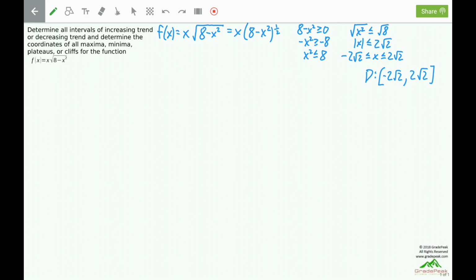The next thing to do is find all critical numbers. We will take the first derivative. f of x is a product of two expressions, so we'll make use of the product rule here. The derivative of the first times the second left alone will be 1 times 8 minus x squared to the 1/2, plus the first left alone times the derivative of the second, which is a power rule. We will bring down the power, leave the inside alone, subtract 1 from the power. I will call that 2/2, and then multiply by the derivative of the inside to complete the chain rule.